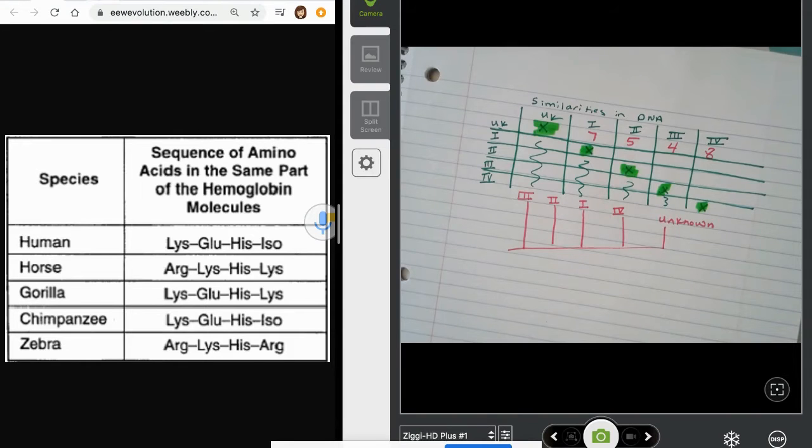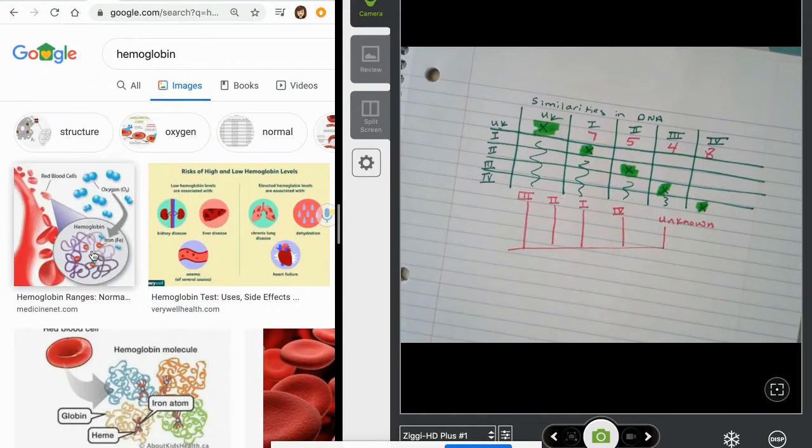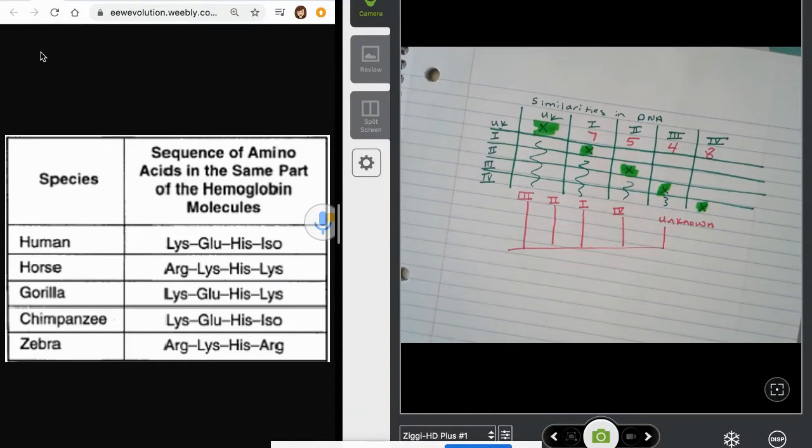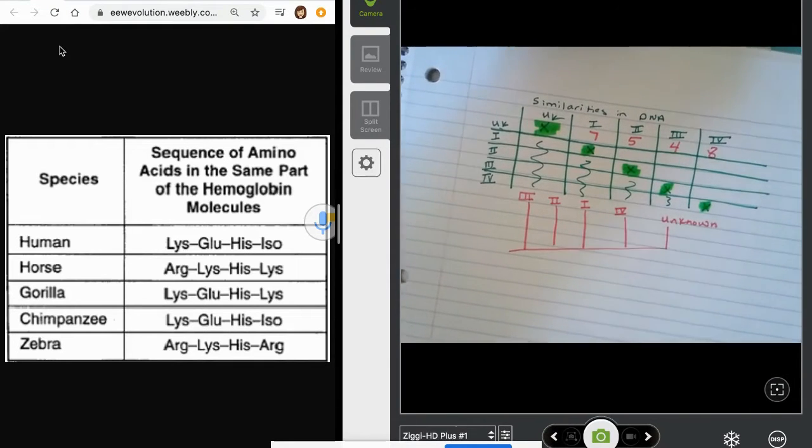Just some background here. Hemoglobin is the protein that carries oxygen on your red blood cells. So if you were to zoom into a red blood cell, you would see, this is actually a pretty good picture, millions of these hemoglobin proteins, each with the capacity to carry 4 oxygens. So they just took this protein, stretched it out into its amino acid sequence, and did a snippet in the same place of 4 amino acids. And it's going to be the same concept. The more amino acids something shares, the more similar the species is.